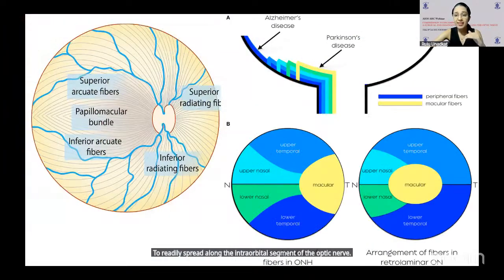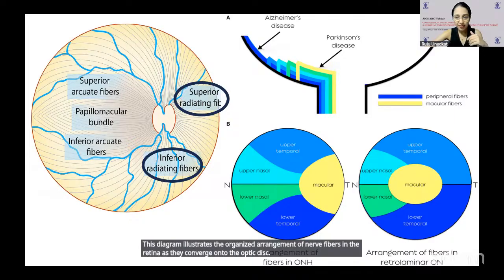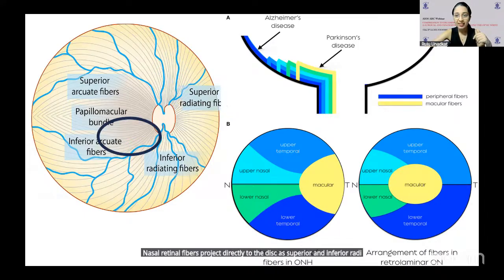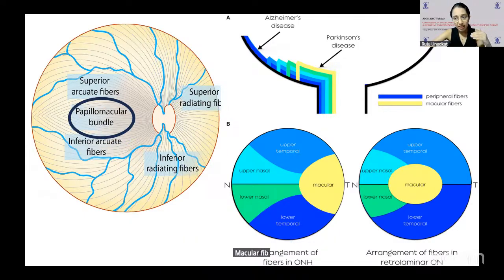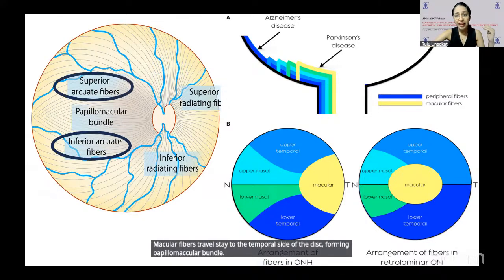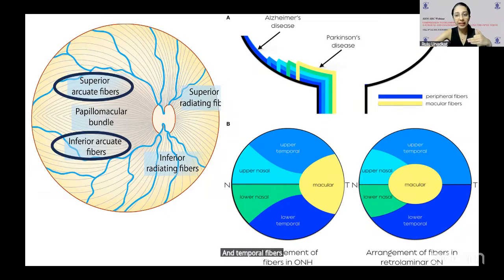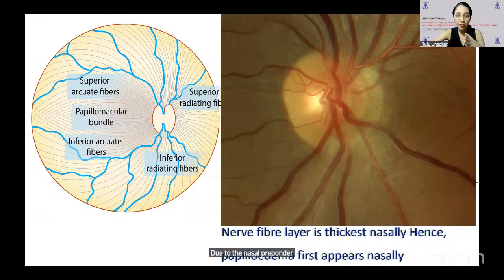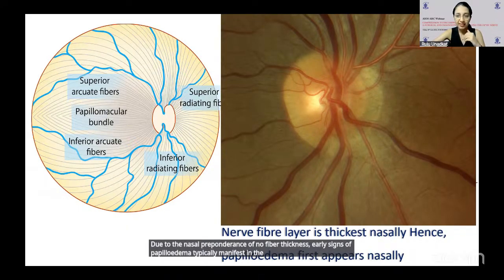This diagram illustrates the organized arrangement of nerve fibers in the retina as they converge onto the optic disc. Nasal retinal fibers project directly to the disc as superior and inferior radiating fibers. Macular fibers travel straight to the temporal side of the disc, forming the papillomacular bundle, and temporal fibers arch above and below the macula as superior and inferior arcuate fibers separated by a horizontal raphe. Due to the nasal preponderance of nerve fiber thickness, early signs of papilloedema typically manifest in the nasal retina.